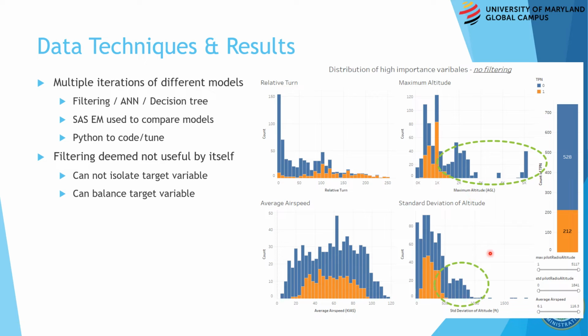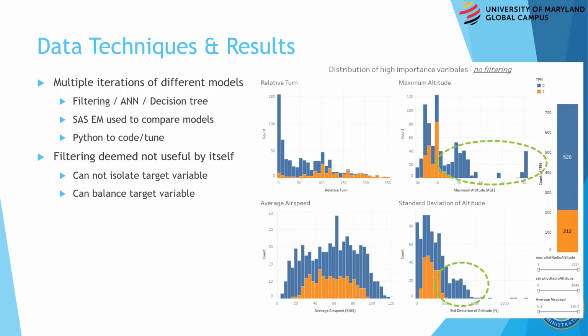And then you can see down here in standard deviation, altitude high standard deviations also equate to mostly non-traffic patterns. Interestingly enough, for the relative turns, which is one of the best predictor variables, there are a lot of observations of low relative turn that occur with non-traffic patterns, but there's also some traffic patterns in there. So if we want to lose none of the traffic pattern data, then it's hard to filter out relative turn fairly well. So again, it's hard to use these filters just to isolate that target variable.